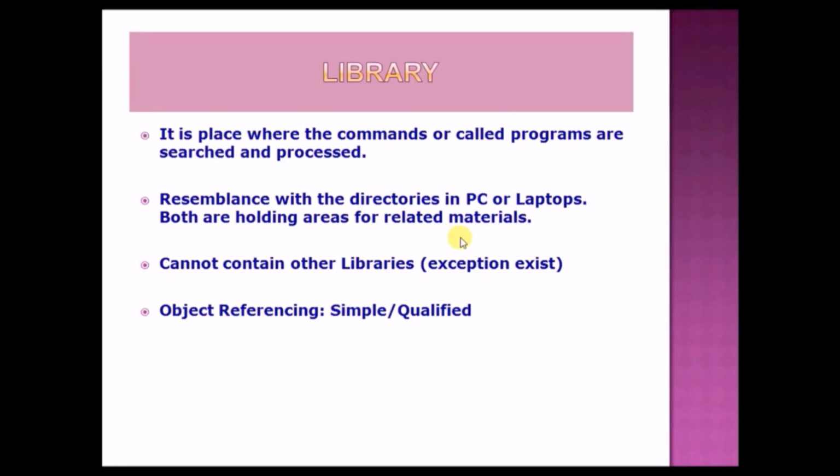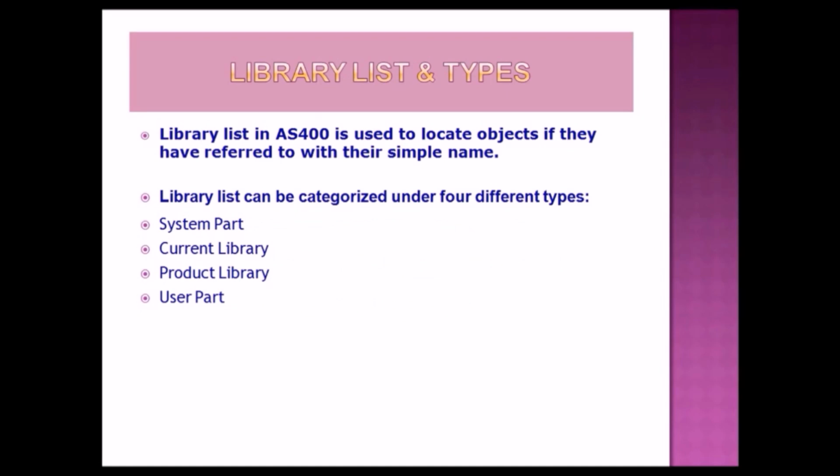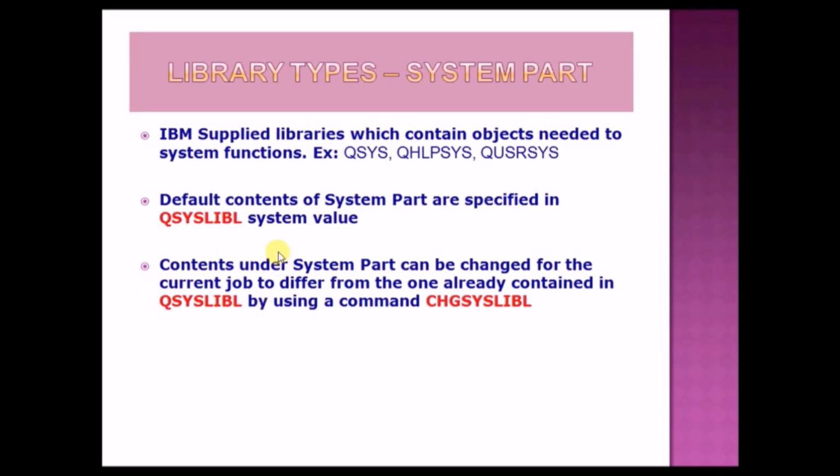What is library list? Library list in AS400 is an object used to locate objects if they are referred to with their simple name. This we already discussed earlier, so it should be clear to you all. Now the library list can be categorized under 4 different types, that is system library, current library, product library and user library. Let's have a look at each of these library types in detail.